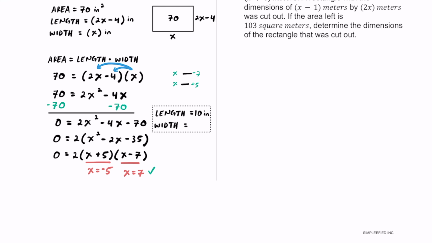That would be 10 inches for how long this rectangle would be. And then if we go ahead and take that 7 and substitute it for the width here, 7 is just going to be 7, so that would be 7 inches. So hopefully that makes sense and you do get 70 square inches for the area of this rectangle. Here is number 3.